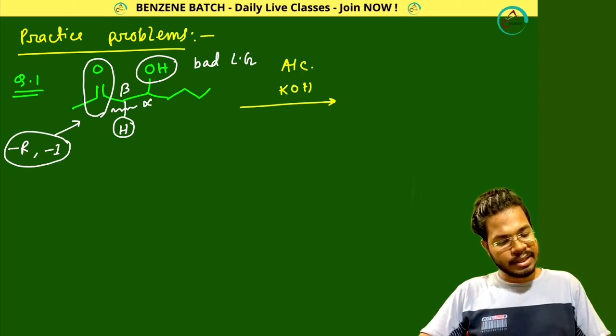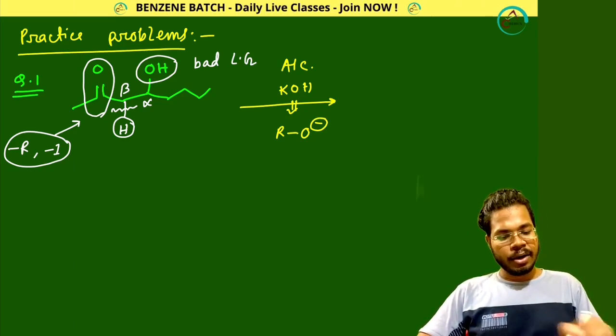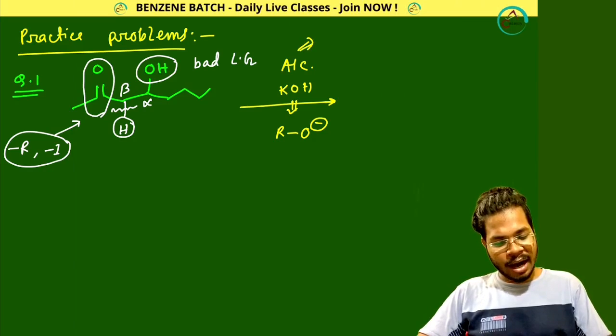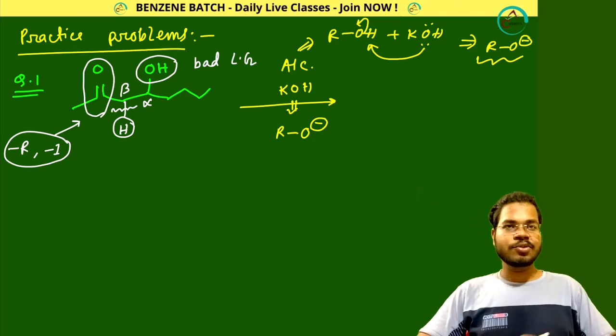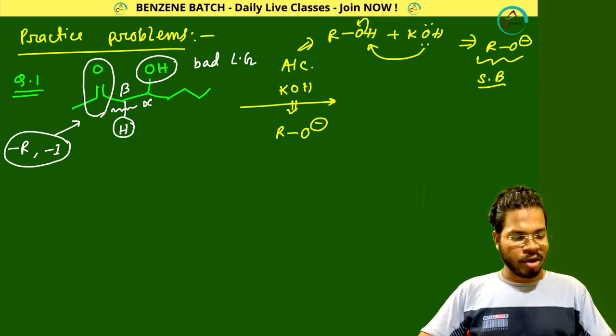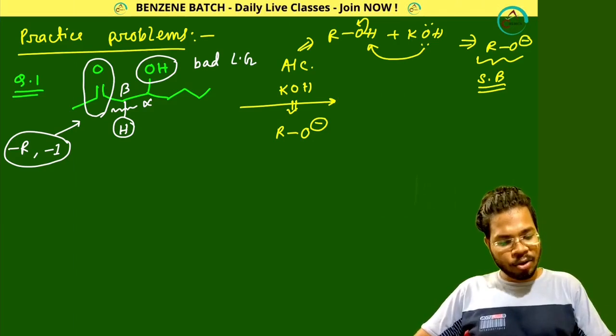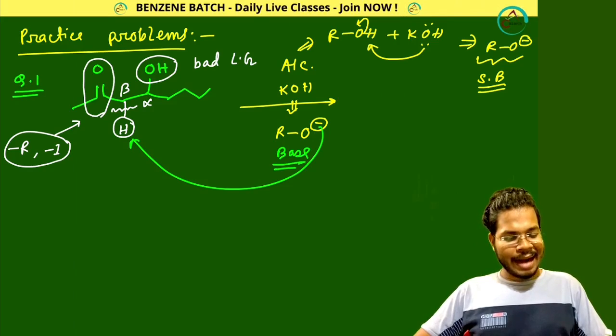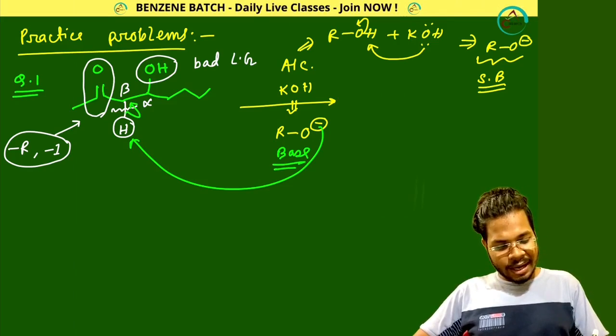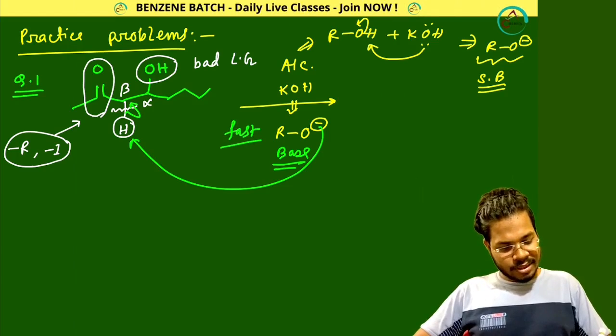As this bond is getting weakened, if I add a base like alcoholic KOH, that will generate RO minus. I told you in the last examination, whenever you are adding alcoholic KOH to an alcohol ROH, you will be getting RO minus. Remember, this is a very strong base. Okay, got it? So if you are adding alcoholic KOH, this base will instantly attack this hydrogen and abstract it, and this will be my step 1.